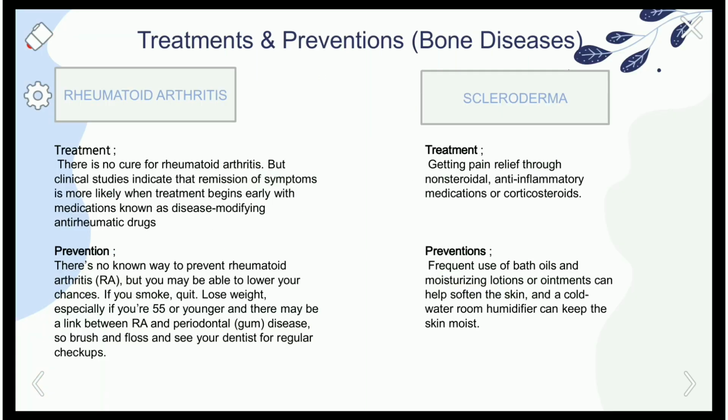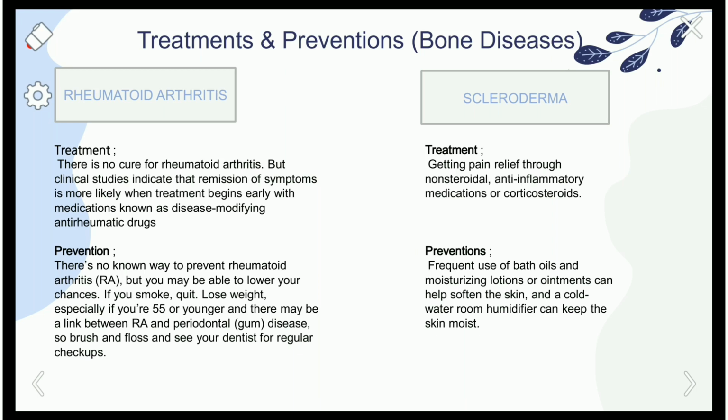Treatments and preventions. Bone disease. Rheumatoid arthritis. Treatment. There is no cure for rheumatoid arthritis, but clinical studies indicate that remission of symptoms is more likely when treatment begins early with medications known as disease-modifying anti-rheumatic drugs. Preventions. There is no known way to prevent RA, but you may be able to lower your chance.